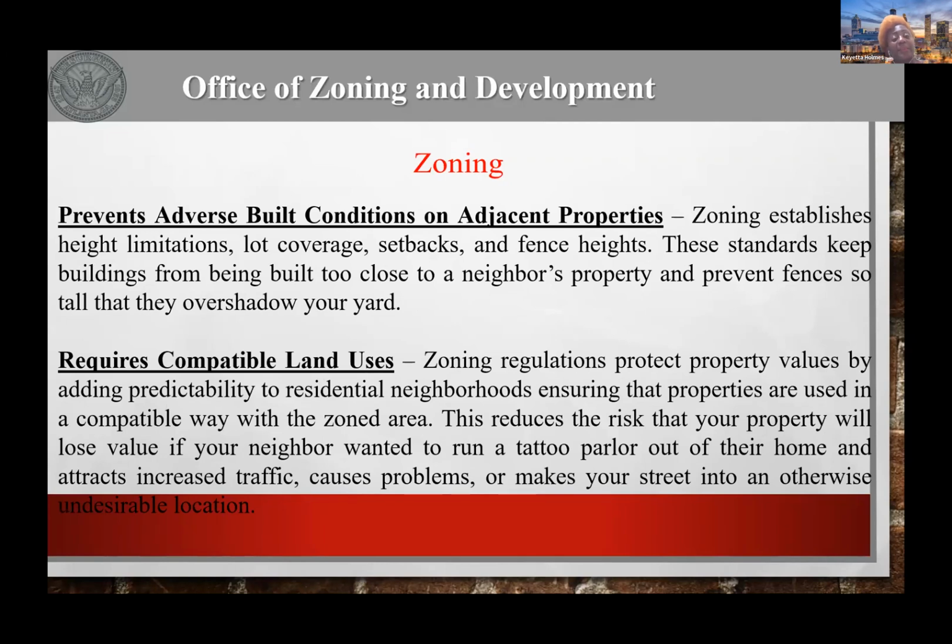Zoning establishes height limitations, lot coverages, setbacks, and fence heights. These standards keep buildings from being built too close to a neighbor's property, and prevent fences so tall that they overshadow your yard. Now, that does not mean that someone cannot apply for a special exception here in the city of Atlanta. A special exception is the application you would submit if you were seeking to increase the height of your fence. It goes to the public process, to the neighborhood, to the NPU, to the Board of Zoning Adjustment.